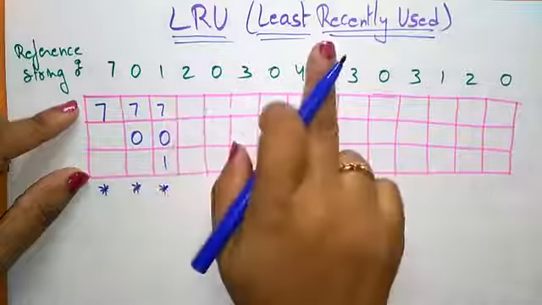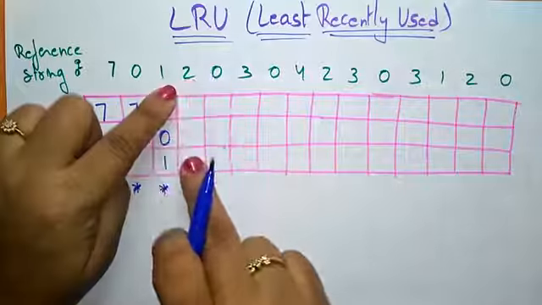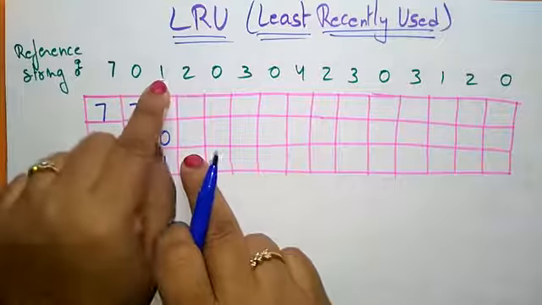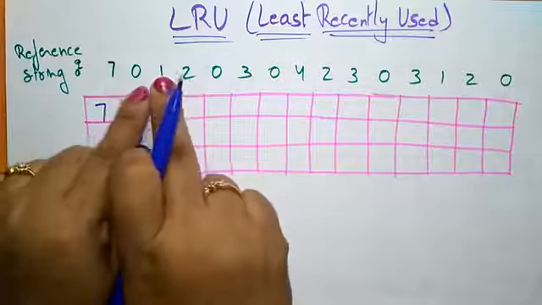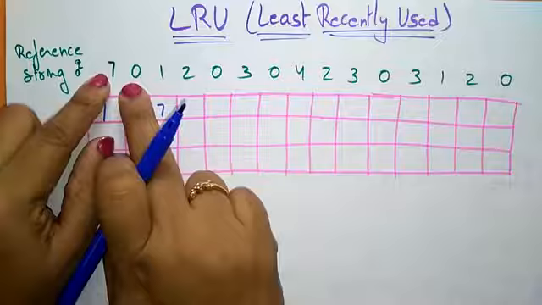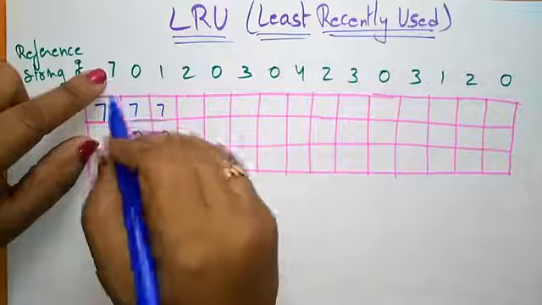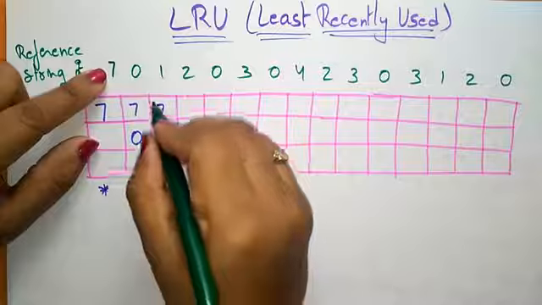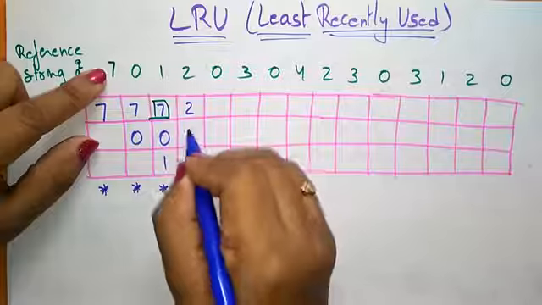What is this least recently used? I have to place 2 in a frame, so which page should be replaced? Now I have to check which is the least recently used. 1 is the most recently used, and the last one becomes the least. So I don't want to remove 1. Next is 0, next 7. So 7 is the least recently used. Just remove the 7, and in place of 7 write 2, 0, 1.